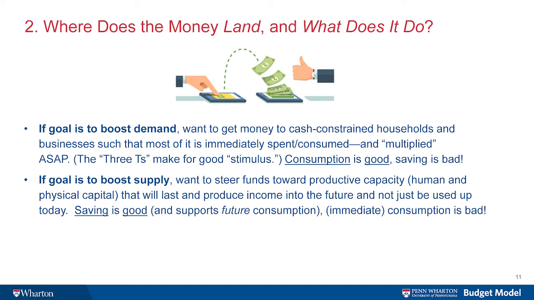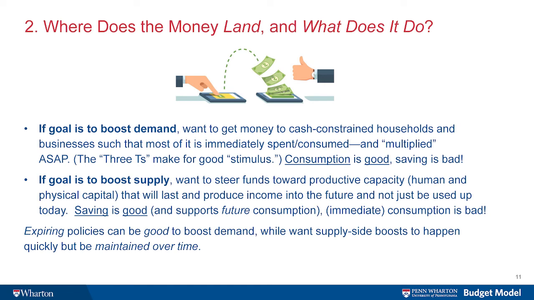So notice that on the one hand, if you're trying to boost demand, you like people to consume the tax cuts or the spending. If you want to boost productive capacity, on the supply side, you don't want them to consume it all. You want people to save it and let it stick around.